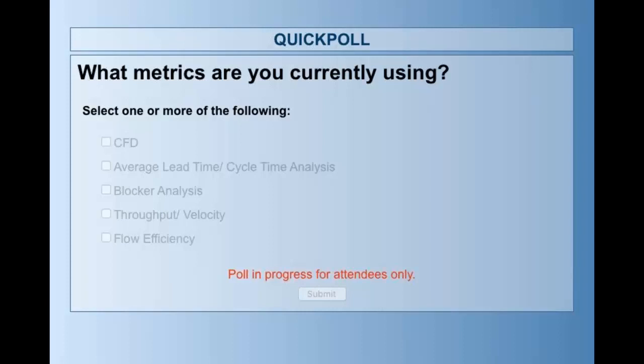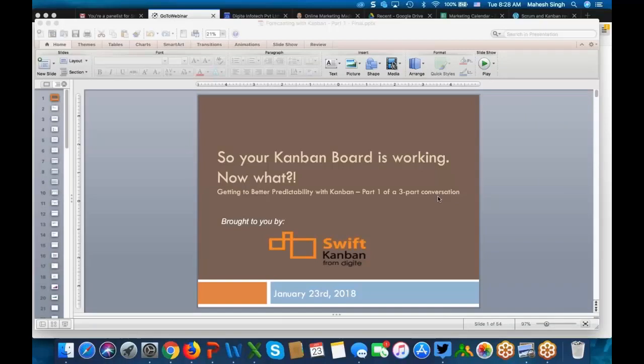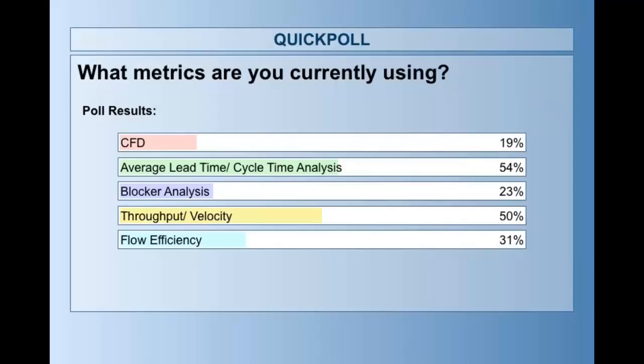We'll give a few seconds here for the poll to build up. All right, 5 more seconds here and then let's close it out. And let's share the results. So there you go.